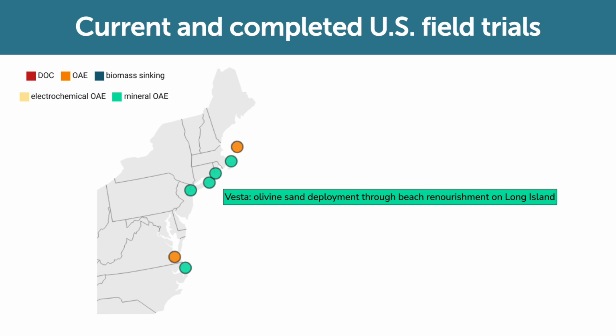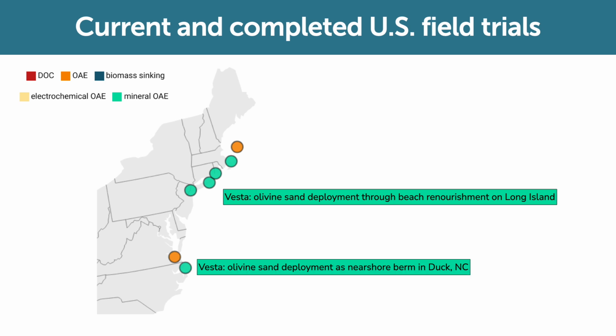On the U.S. East Coast, ocean alkalinity enhancement has been the most explored mCDR method to date. Mineral OAE has been the subject of at least 5 field trials. In the North Sea Beach Colony, a community located in Little Peconic Bay on Long Island, New York, mCDR startup Vesta added olivine, a natural alkaline mineral, into sand that was used for a beach renourishment project. Then Vesta documented the rate at which the olivine sand dissolved, as well as its efficiency at removing carbon and its environmental impacts. 2 years of monitoring work to date have so far indicated no significant ecological impacts.